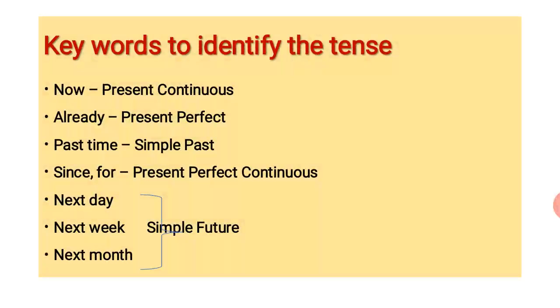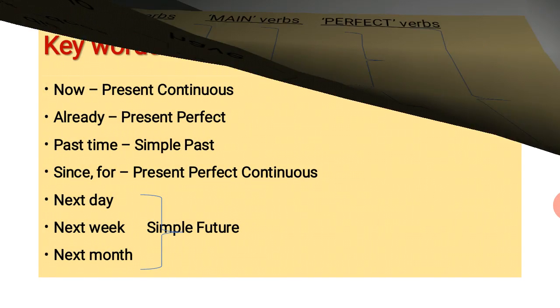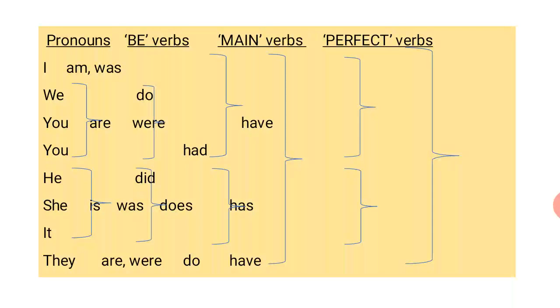Likewise, already, that is the present perfect tense. Past time, that is simple past tense. Since, for: present perfect continuous. Next day, next week, next month: that is simple future. Actually, the pronoun chart is given here as well.